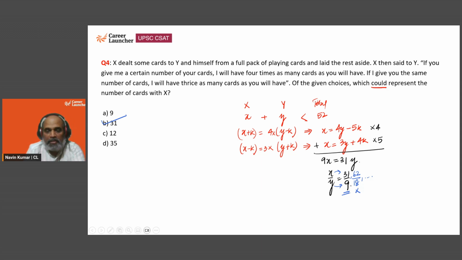So 31 is the first answer. The next answer is 62. If we look into more options for X, none of the options given will match. Only 31 will match. So that becomes our answer. It's a tricky question.